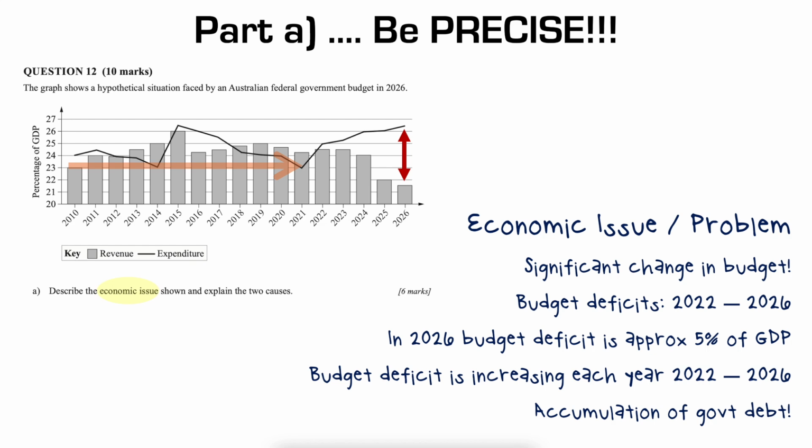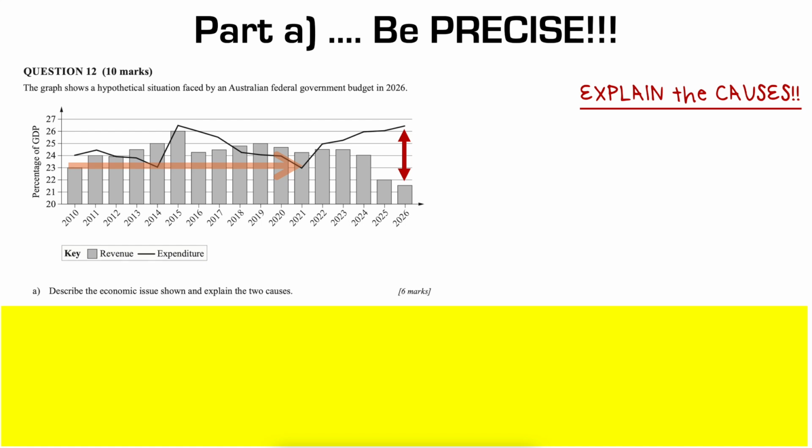So we can see here a connection between the theory and the actual data in the event. The 2026 budget deficit is approximately 5% of GDP. It's become very large in comparison to where it was in previous years. Make sure that you place those values upon your descriptions. And the budget deficit has been increasing each year from 2022 to 2026. An outcome from that is that there is an accumulation of government debt along the way. So let's now think about explaining the causes. What's caused these changes to the federal government budget position?